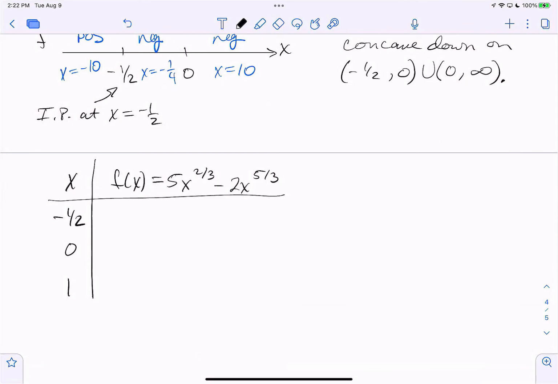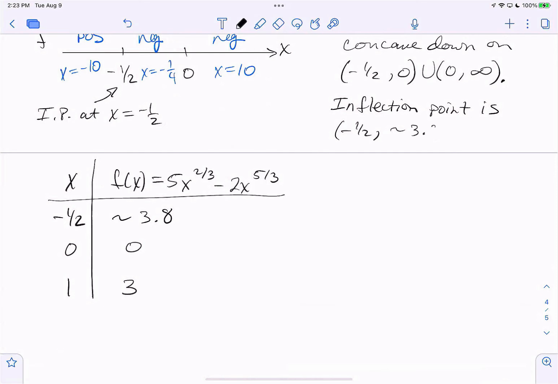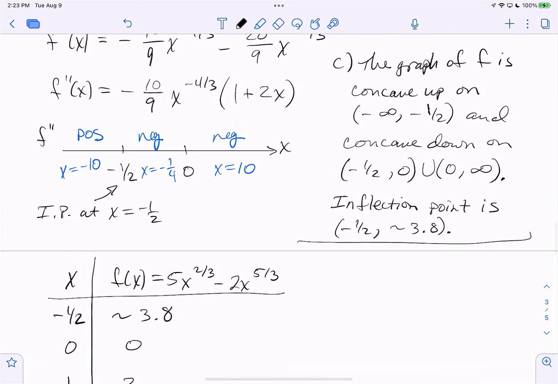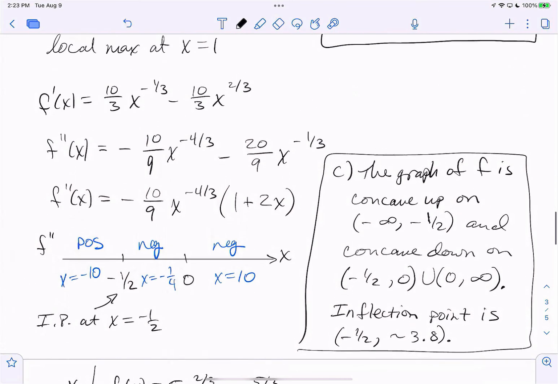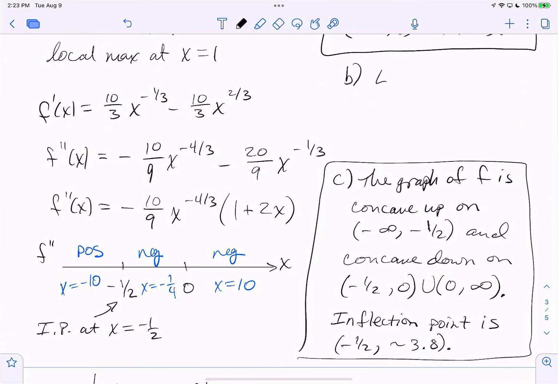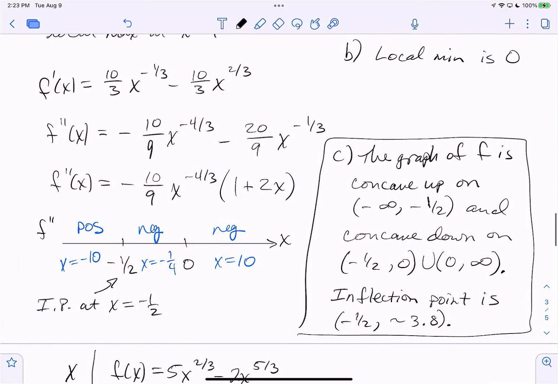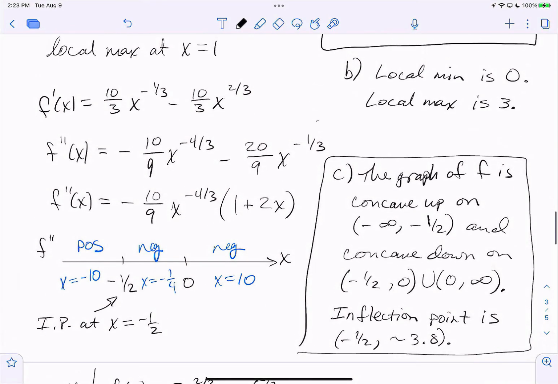My calculator tells me that when x is negative 1/2, my function value is approximately 3.8. And we can see when x is 0, y is 0. When x is 1, y is 3. So for part C here, I can say that we have an inflection point at negative 1/2, approximately 3.8. That does it for part C. And now I'm ready to answer part B. We can say that our local min is 0 and the local max is 3.